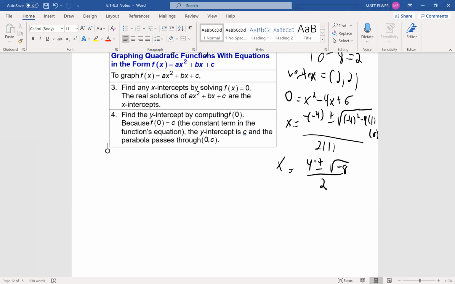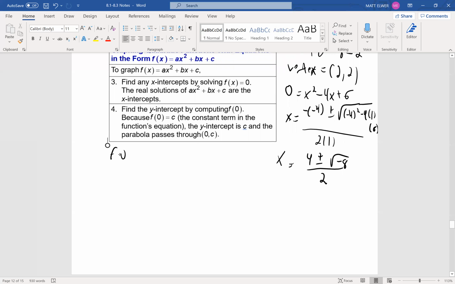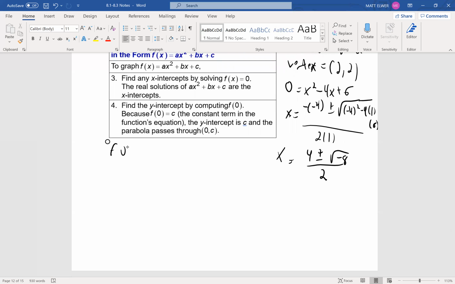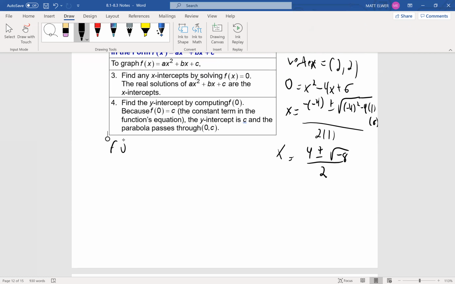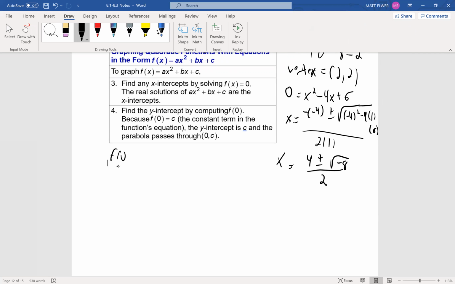And then for 4, we want to find the function at 0, because we want to know what our y-intercept is. For our function at 0, we just substitute 0 wherever we see an x. So 0 squared minus 4 times 0 plus 6. All of the terms with 0 cancel, and we get 6. So we know that this parabola crosses the y-axis at (0, 6).